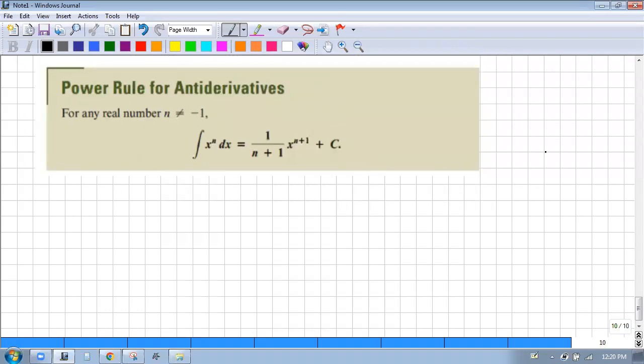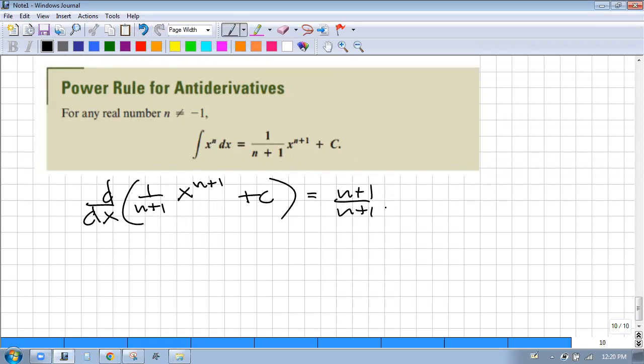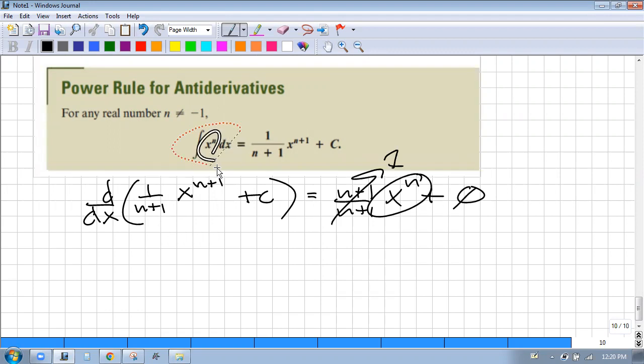Right? And we could check, right? The derivative with respect to x of this guy, right? 1 over n plus 1 times x to the n plus 1 plus a constant. The derivative of this would be n plus 1, subtract 1, and then derivative of the constant is 0. This is just 1 x to the n, right? Applying the power rule.